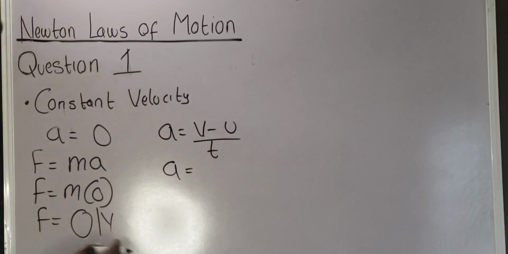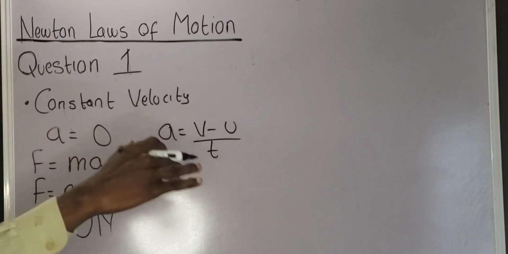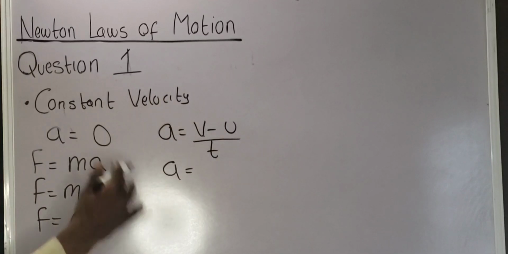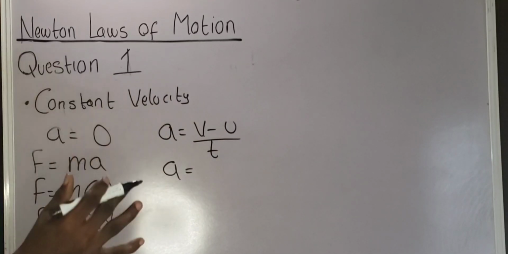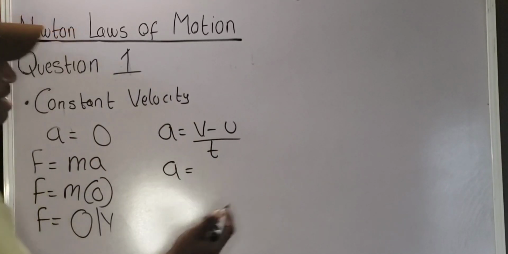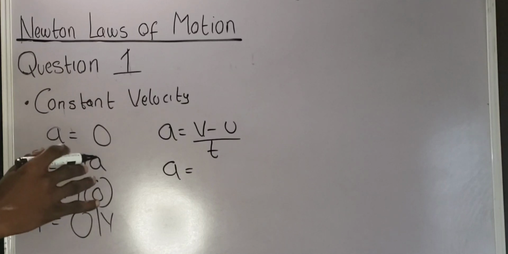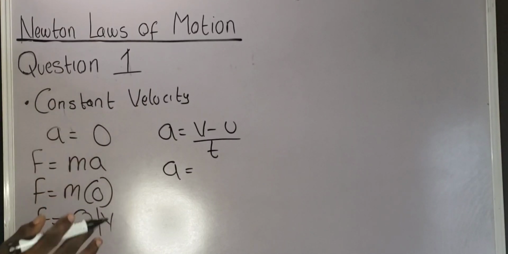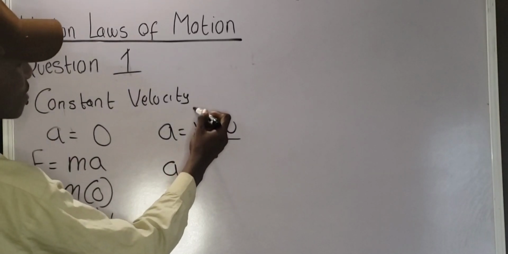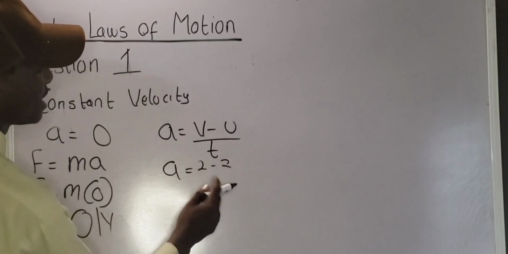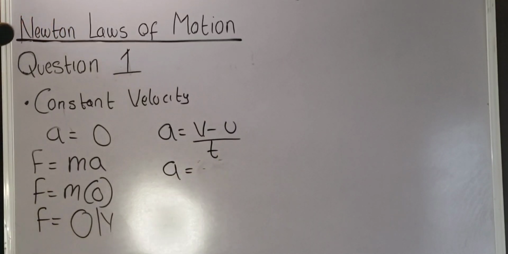V minus u. For every object moving at a constant velocity, that means it's not accelerating. That means the final velocity will be equal to what? The initial velocity. So let's say the car is moving with a constant velocity of 2 meters per second. That means I'm going to have 2 minus 2. 2 minus 2, that is what? 0. If it's moving with a constant velocity of 4 meters per second, that will be 4 minus 4.